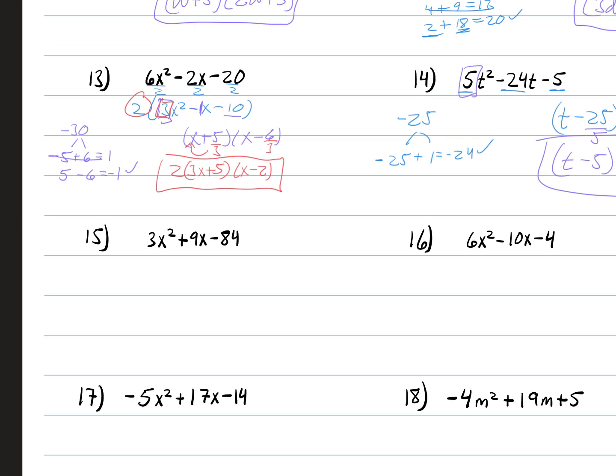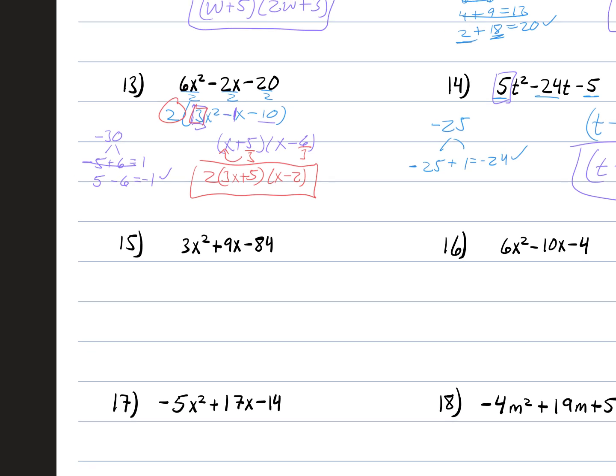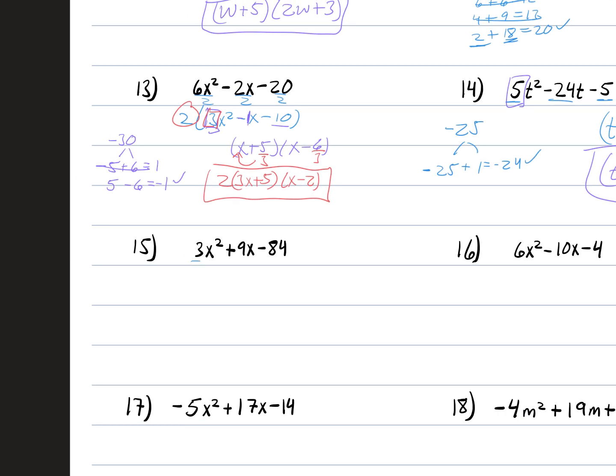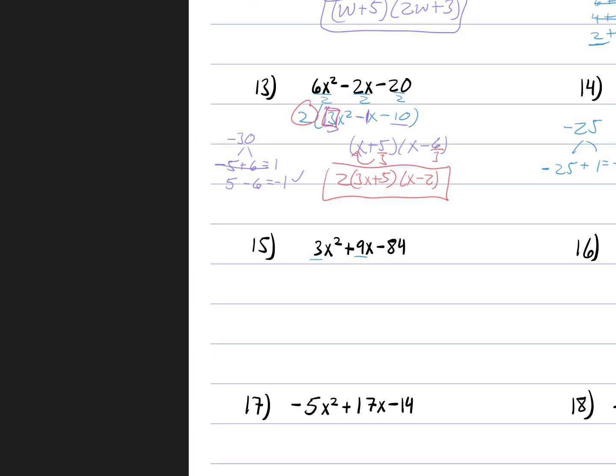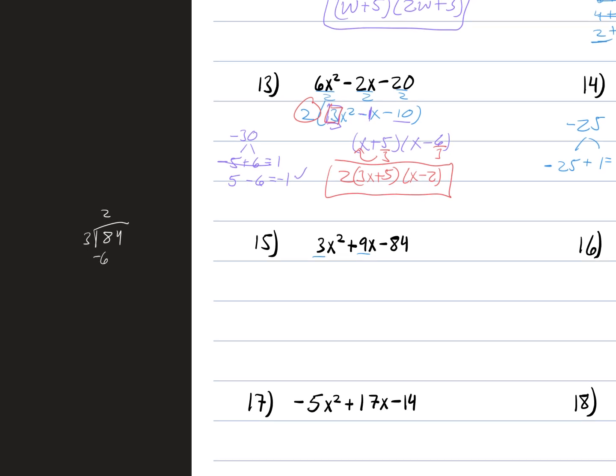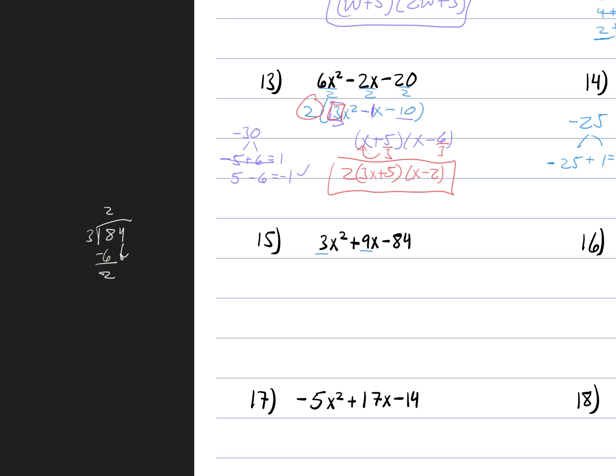And then number 15, between 3, 9, and 84, you do have a common factor here. It might not be super obvious. Maybe you don't know about 84. You know for sure that 3 and 9 have a common factor. So you can always check and divide, right? So you can do 84 divided by 3. Do long division, see if you get something that works. And it looks like it's going to get me 28.